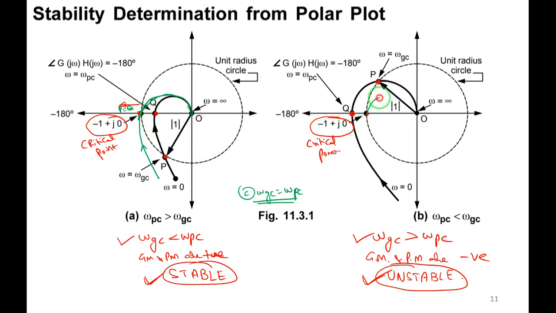Let me draw the polar plot and explain. So P is equal to Q here. In the third case, omega gc equal to omega pc, same. I hope you are getting it. For both figure A and figure B, I have shown omega gc equal to omega pc. At that time, what will happen to gain margin and phase margin? They are zero. Gain margin and phase margin are zero, and the given system is marginally stable.